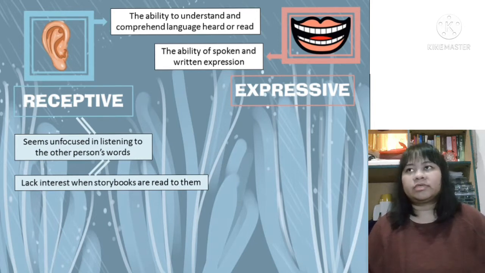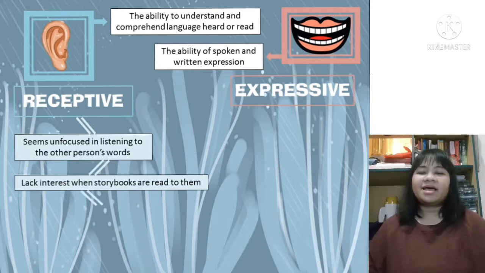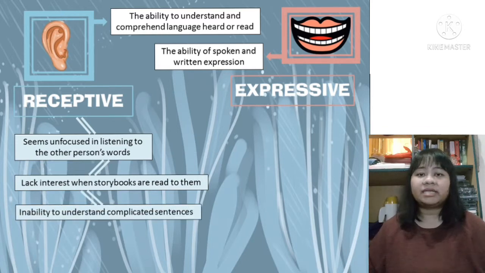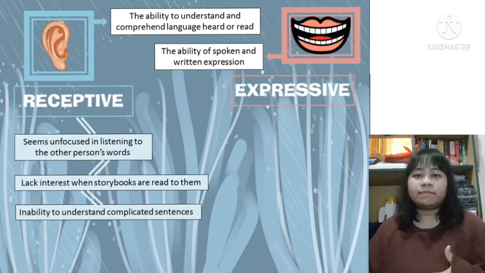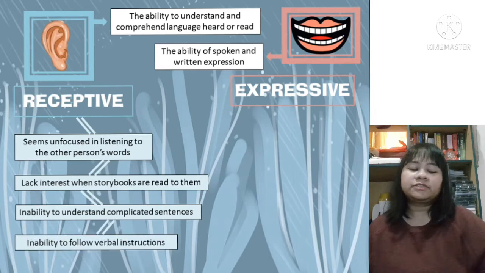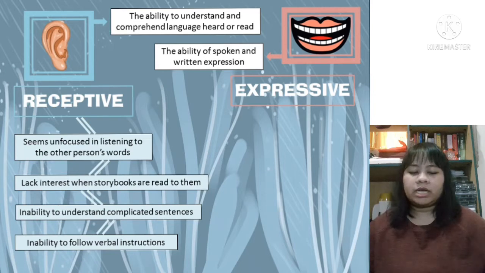For example, when their parents read them a storybook before bed. Having the inability to understand complicated sentences, to learn and understand simple and easy words, they usually need a long time, especially when they have to digest difficult sentences which may end up not being understood by them. Having the inability to follow verbal instructions, they have difficulty or maybe are unable to understand when people in front of them express themselves through words, either orally or in writing.